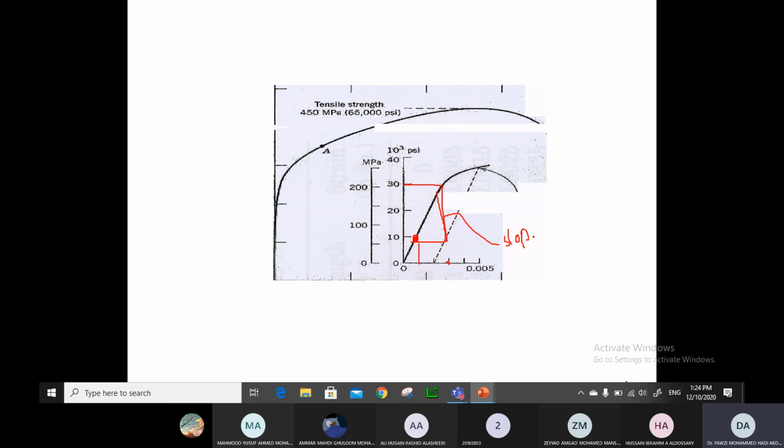The slope of that line is basically delta y over delta x, or you can say delta sigma over delta epsilon. So you can determine that. Once you get both the numbers there, you can plug into this equation and get the stiffness of the material, which is the slope of the line.